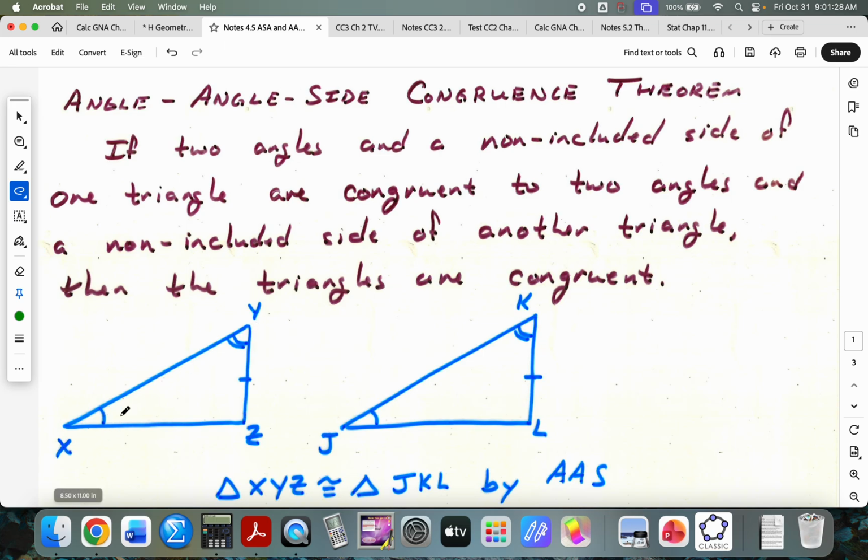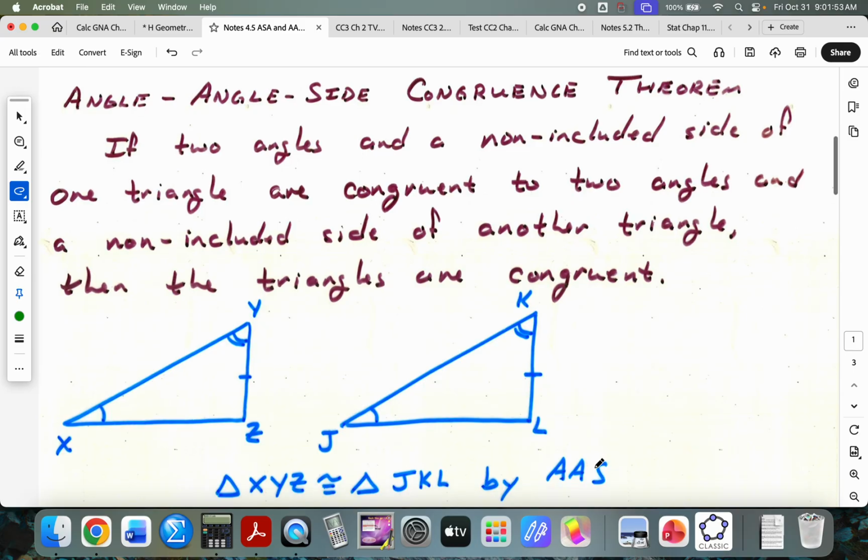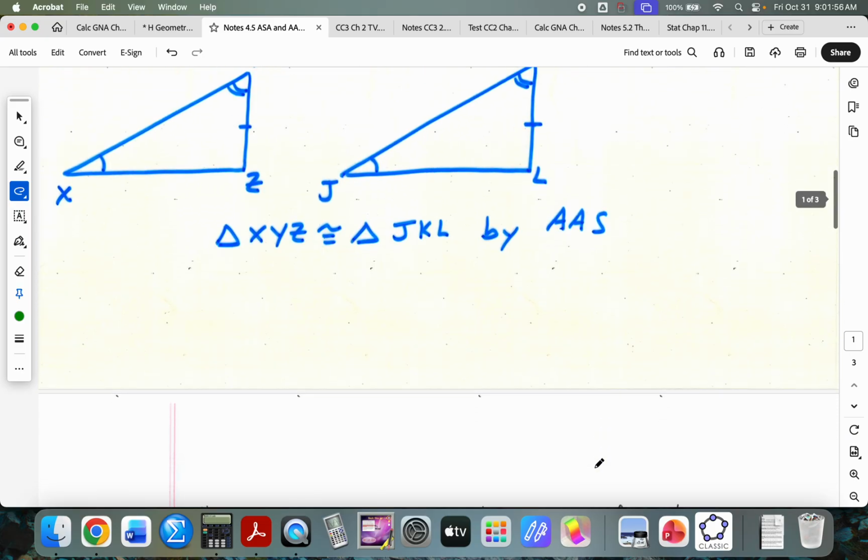So we've got two pairs of congruent angles still, but the side isn't the one in between them. It's one of the other sides, and it doesn't really matter which. Then these two triangles will be congruent by angle-angle-side. And again, the reason it's called angle-angle-side is because the side is not in between the two angles. So those are our two new ones.